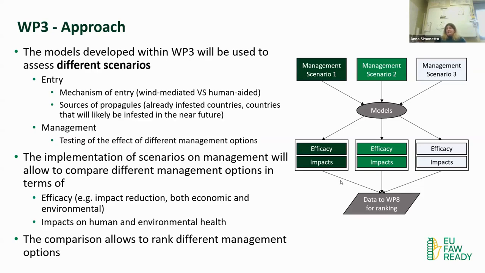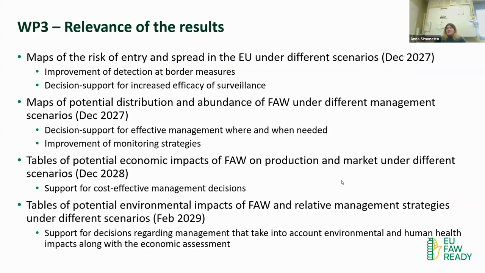The target of our results: the work package will deliver maps of the risk of entry and spread in the EU that can be used to improve the detection and surveillance protocols. We will deliver maps of potential distribution and abundance of fall armyworm under different management scenarios that can be used to support decisions on effective management and to improve monitoring strategies. We will deliver a table of potential impact that can be used for cost-benefit management decisions.